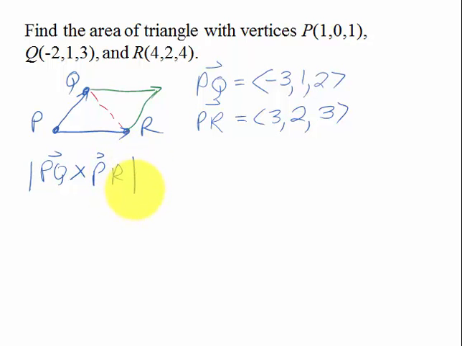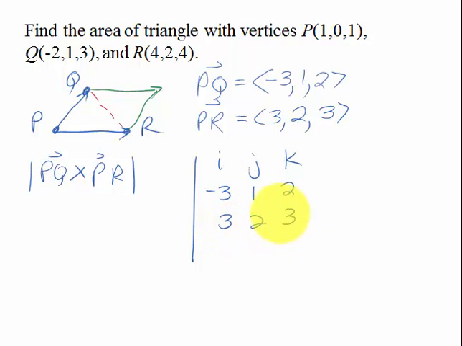So we want the cross product, and the way we do that, we're going to set up I, J, and K, and we're going to take -3, 1, and 2, and then 3, 2, and 3, and we're going to compute this determinant, and that will give us what we need. Now I put I, J, and K here, and we're using this other component form, but that helps keep things straight as we're doing this.